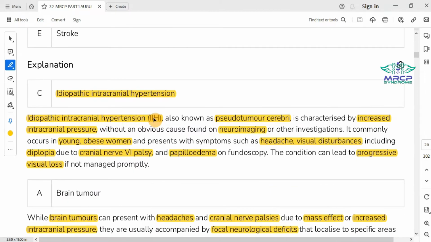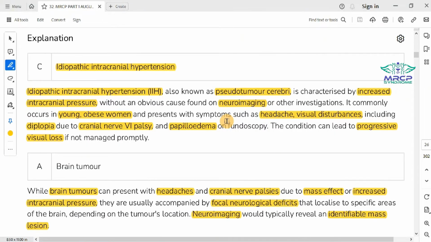Idiopathic intracranial hypertension, also known as pseudotumor cerebri. This is characterized by increased intracranial pressure without an obvious cause found in neuroimaging or other investigation. It commonly occurs in young obese women and presents with symptoms such as headache, visual disturbance, including diplopia due to cranial sixth nerve palsy, and papilloedema on fundoscopy. The condition can lead to progressive visual loss if not managed promptly.